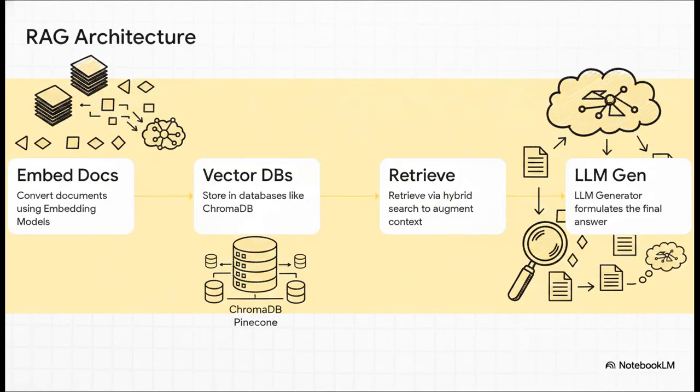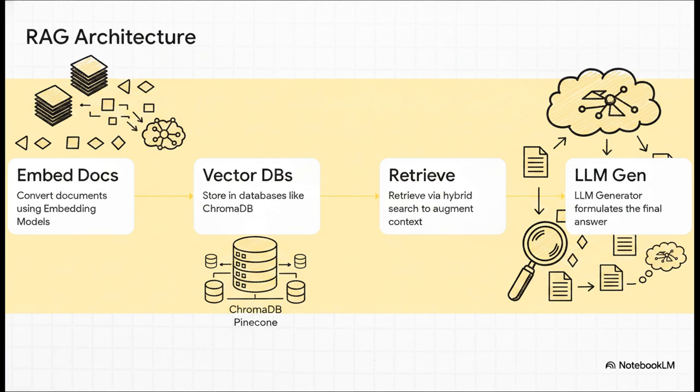But here's the catch, right? Even the absolute best prompt in the world cannot force an AI to just know your private enterprise data or recent events it wasn't originally trained on. And that brings us to RAG, Retrieval Augmented Generation. Let's demystify how we actually give AI an external, searchable memory.